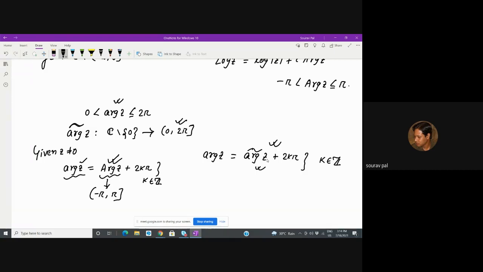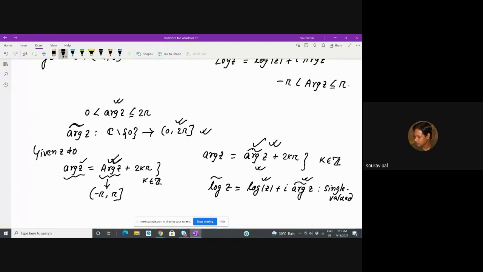Now why don't you define logarithm in terms of this function? We have defined logarithm in terms of the principal argument. If we define, say, log tilde z equal to log mod z plus I arg tilde z, where arg tilde is this function, then this is again a single valued function. Am I correct? Do you all agree? Why single valued? Because this part is single valued and well defined, and this part is always single valued.